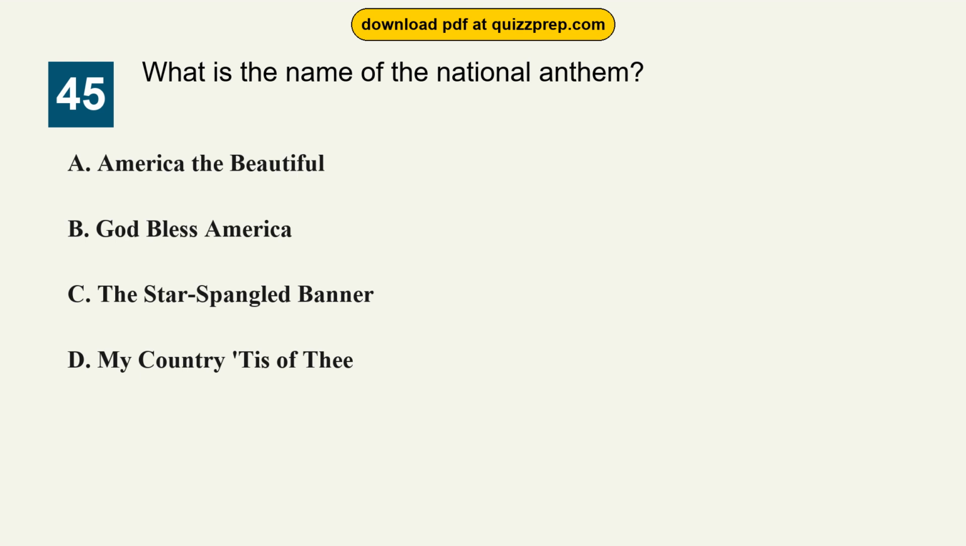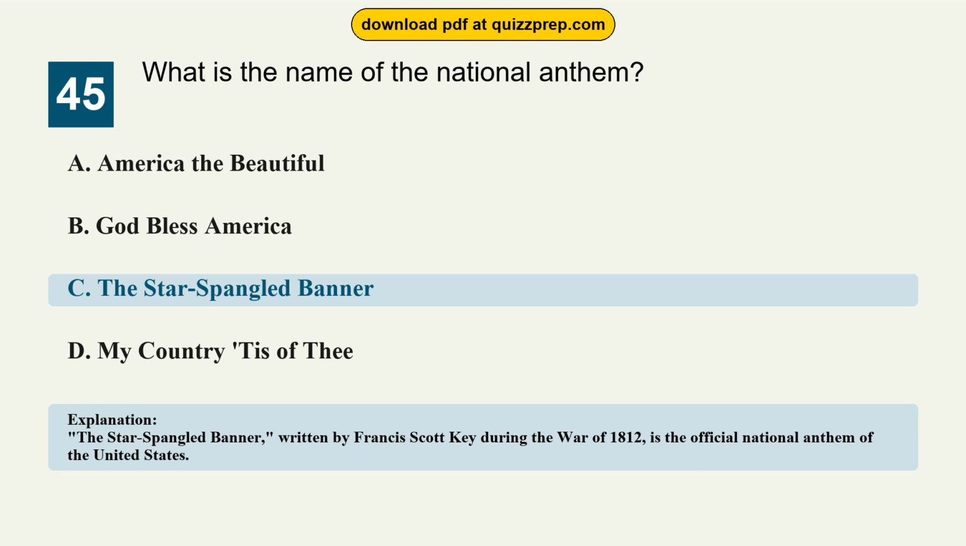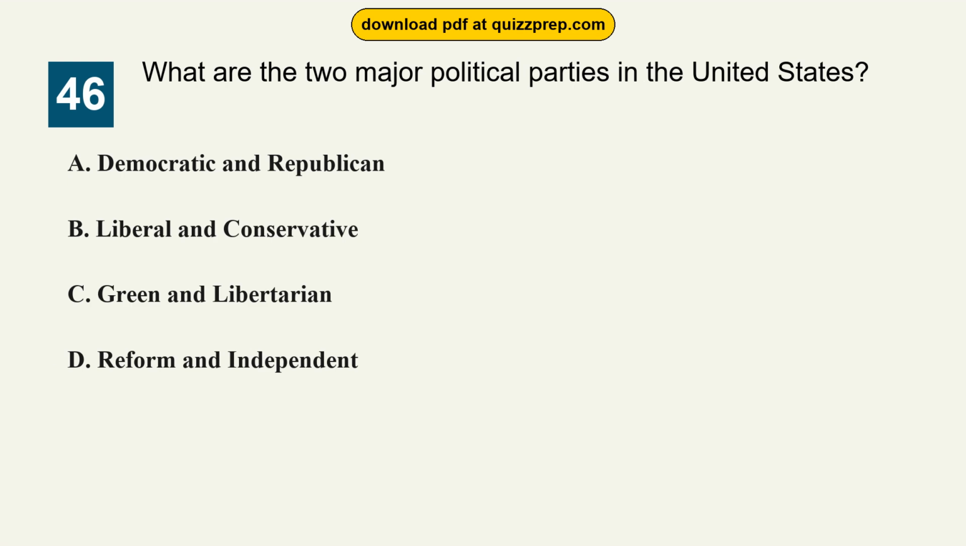Question 45. What is the name of the national anthem? Option A, America the Beautiful. Option B, God Bless America. Option C, The Star-Spangled Banner. Option D, My Country, 'Tis of Thee. The correct answer is option C, The Star-Spangled Banner. The Star-Spangled Banner, written by Francis Scott Key during the War of 1812, is the official national anthem of the United States.